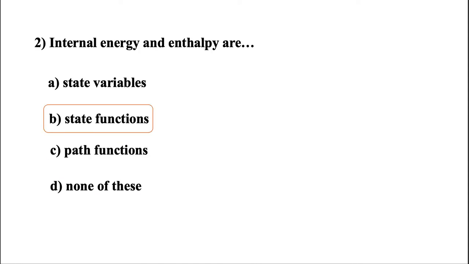Next, internal energy and enthalpy are: option A, state variables; B, state functions; C, path functions; D, none of these. So these are actually state functions, because internal energy depends on temperature. Temperature is a variable. If you change the temperature, keeping all other variables constant, internal energy changes. So internal energy is basically a function of temperature.